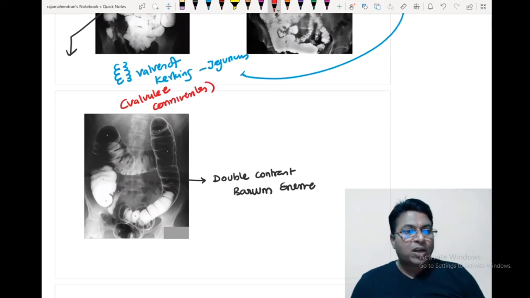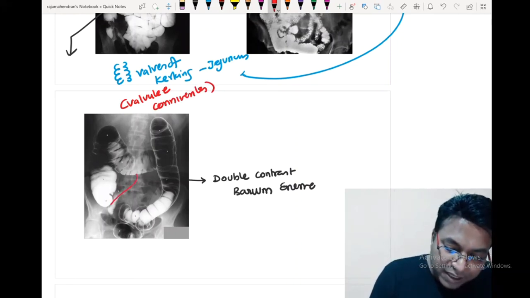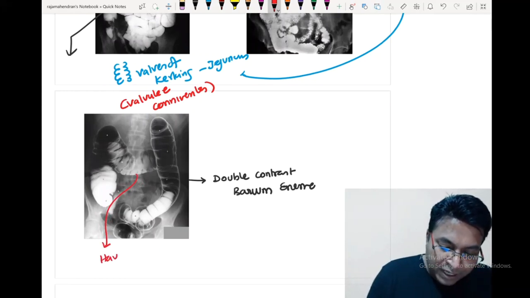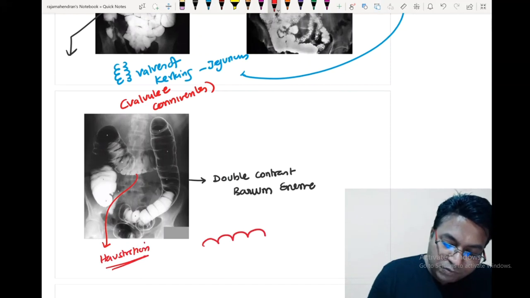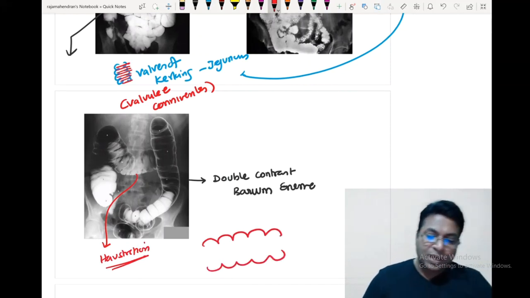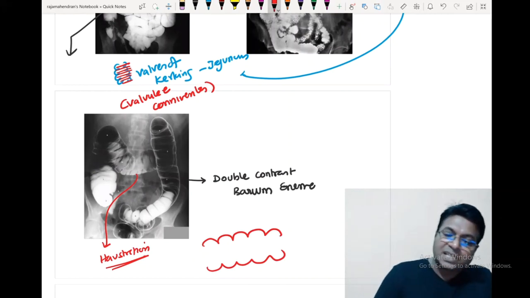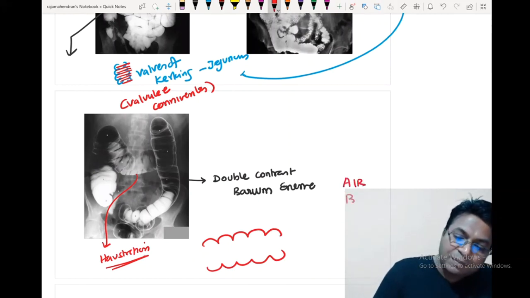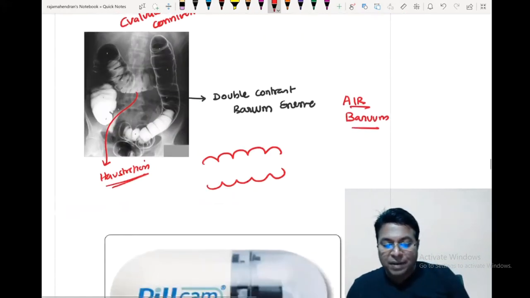That's correct. Not haustration. Karthika, haustrations are seen in colon. Can you see the haustrations here? These are haustrations. So don't get confused between haustrations and Kerckring. Haustrations are features of colon. They will be like this. Kerckring will have valves like this. Okay, don't get confused. So this is a double contrast barium enema. Air as well as barium is used. So two contrasts are used, air and barium. That is double contrast barium enema.